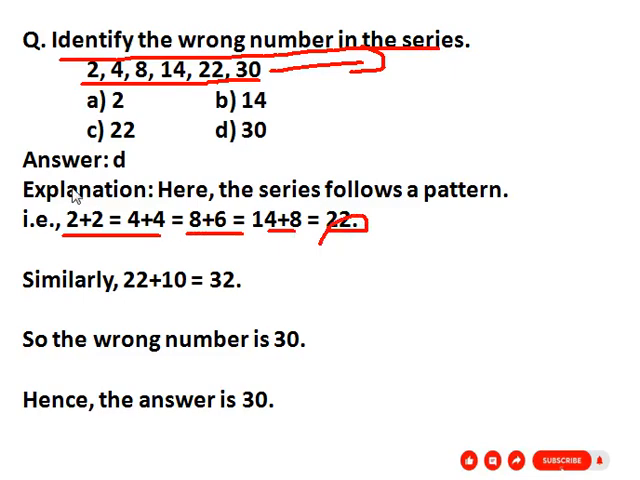Right? 2 plus 2 4, then 4 plus 4 8, then 8 plus 6 14, then 14 plus 8 22. Okay, similarly 22 plus 10 32. Okay, so the wrong number is 30. So here the wrong number is 30. So the correct answer is option B, 30.